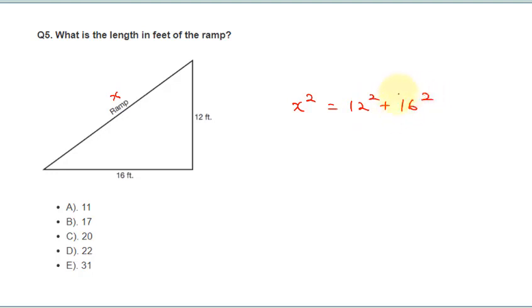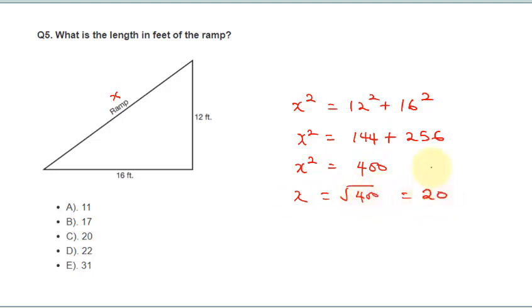So in order to solve this, X squared will be 144 plus 256. When you sum this up, you're going to get 400. So X will be the square root of 400, which is going to be 20. So the correct answer here is option C. I'll mark my C.